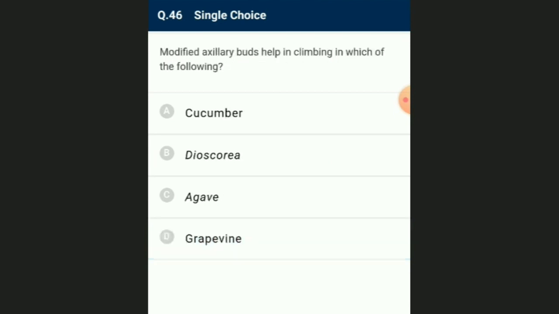Question number 46. Modified axillary buds help in climbing in which of the following? Tendrils are the specialized stem or leaf modifications, which are thread-like structures used by climbing plants for support and attachment. The parasitic plants use tendrils for the cellular invasion by twining around the suitable host. So the answer is option A. In cucumber, modified axillary buds help in climbing.